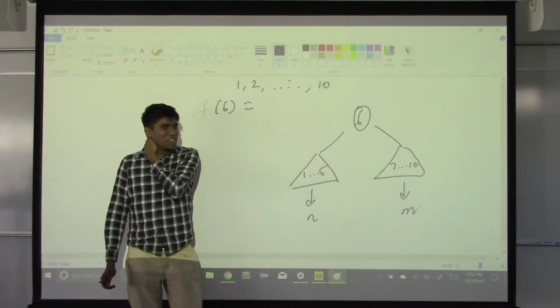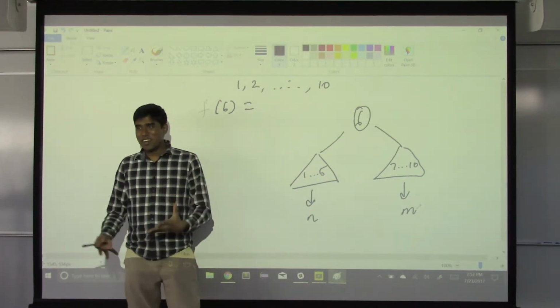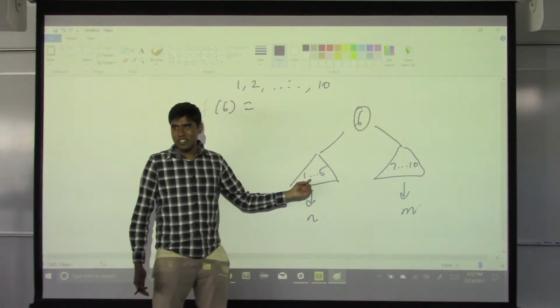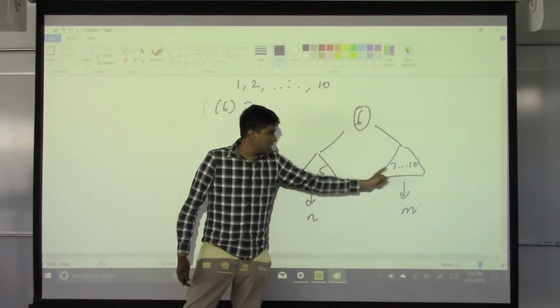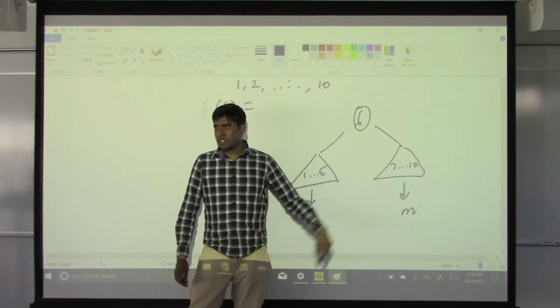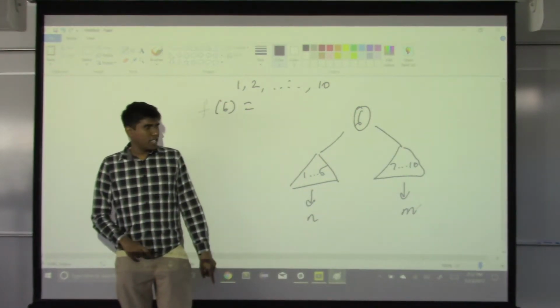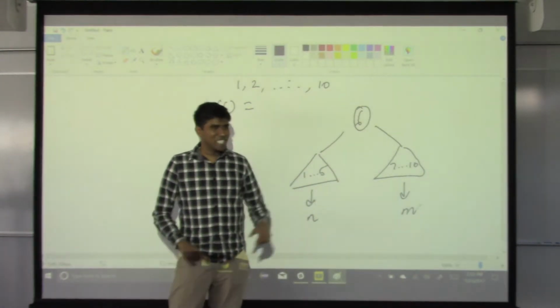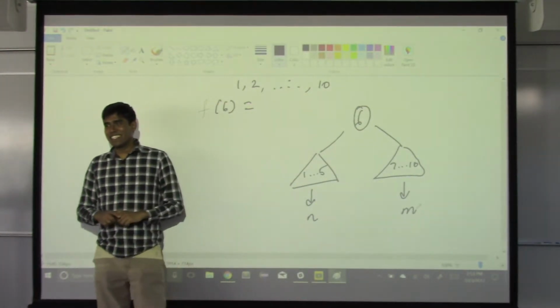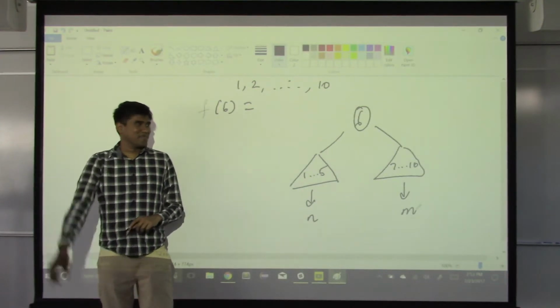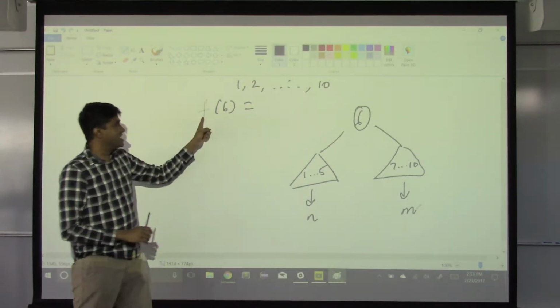Come on. It's n times m, because for every single one of these left trees, I can have each of the m trees as the right subtree, right? So it's n times m. Now the real question is, what is n and what is f? n is f of 5. Yes, awesome. Okay, it's not this f.